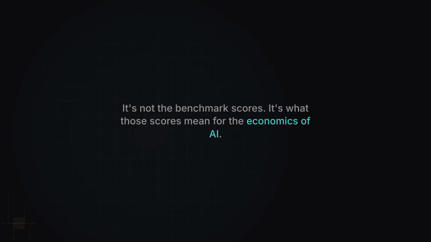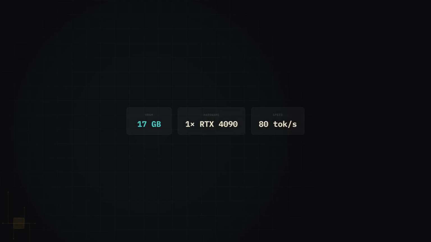Here's what's actually interesting about this release. It's not the benchmark scores, it's what those scores mean for the economics of AI. A single RTX 4090 handles the 4-bit quantized version, 17 gigabytes of VRAM. Community GGUF builds hit 80 tokens per second on two 4090s. That's 34 gigabytes total, the kind of hardware a serious hobbyist or small team already has.